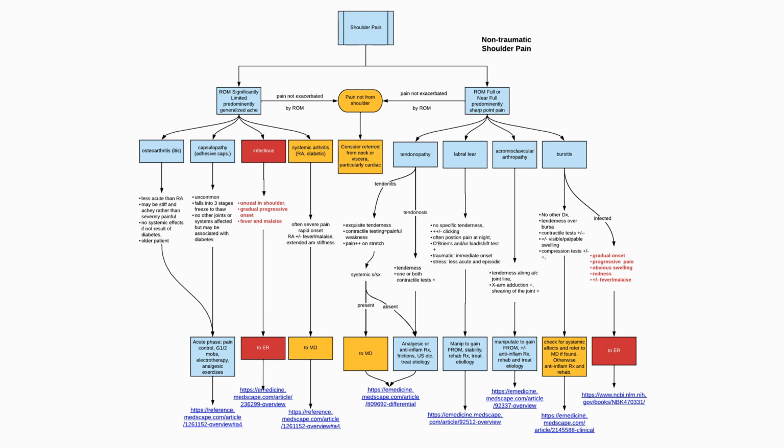So this is obviously fairly complicated. I'm going to break it down into two smaller trees. One which will be full range of motion with point pain, or near full range of motion with point pain, and the other one will be limited range of motion with generalized shoulder pain. Okay, so onward.